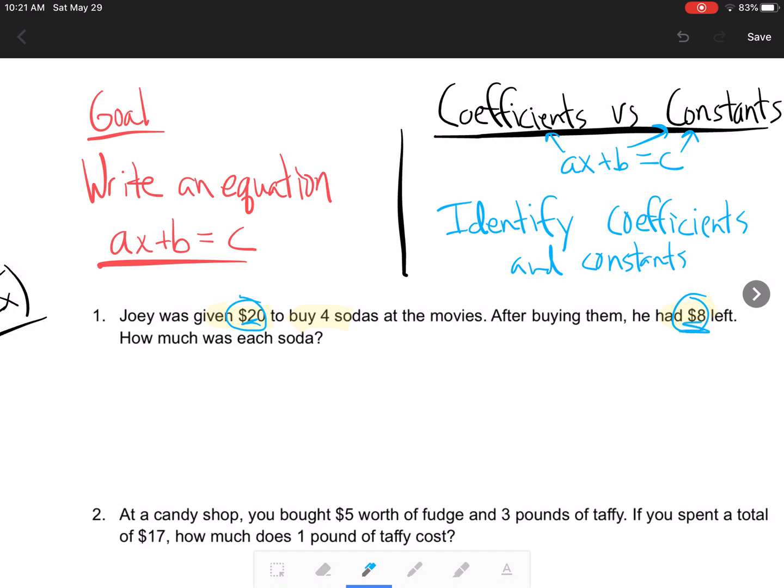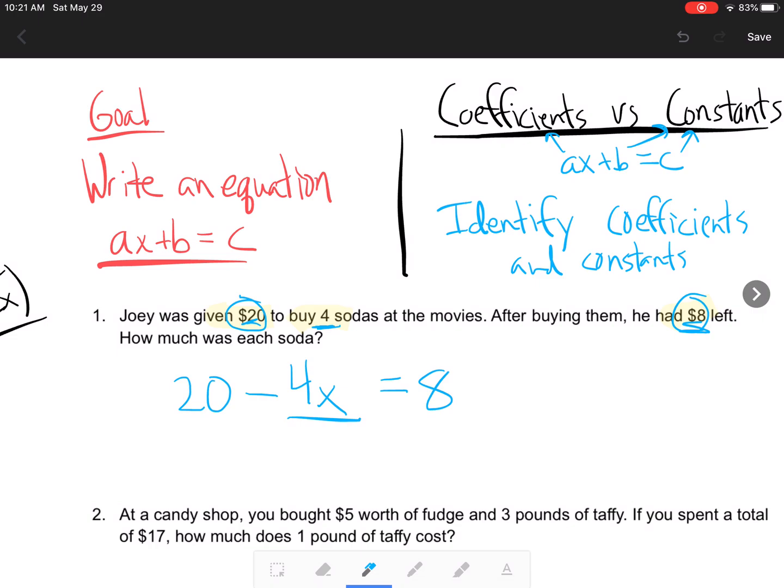And then same thing, after he spent money, the person gave him back $8. And so that is also a constant amount. What is sort of unknown here and what could change is this number, 4. Depending on how many sodas he bought, everything could be a little bit different. And so what I'm getting from this is that he started with 20 bucks, and then he bought some number of sodas, which cost some amount of money, and he was left with $8. And so I'm going to put 4x.